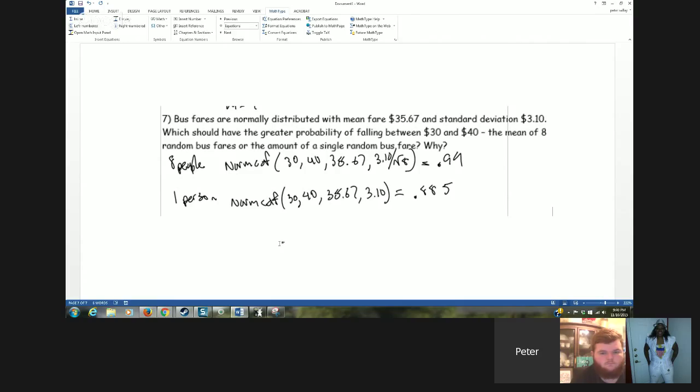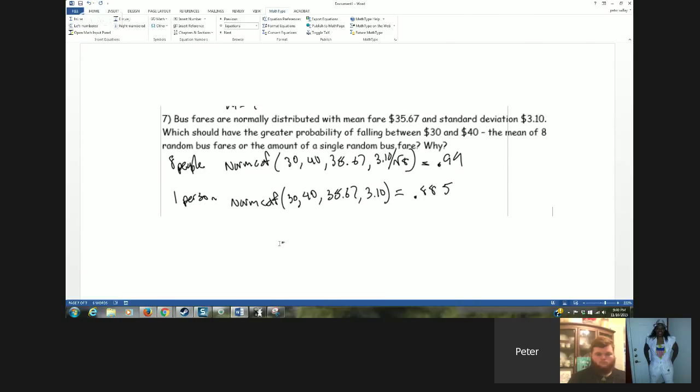Well, in this case, the 8 people has a higher likelihood because it's between 30 and 40. So you're within the same standard deviation around the mean. If I asked like 40 and 45, the single person would have a higher probability. Okay. So you do want to go through the norm CDF for both of them anyways, unless you happen to know why 30 and 40 will always generate the 8 people being a higher probability.